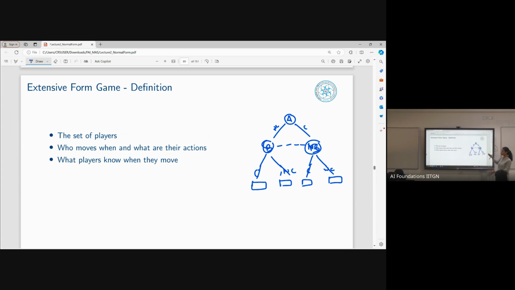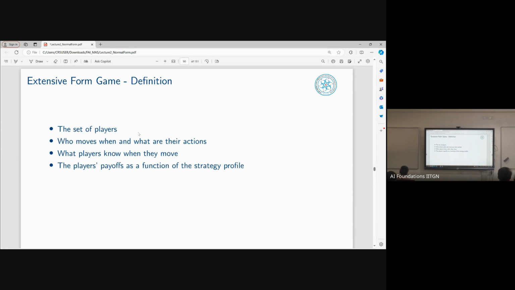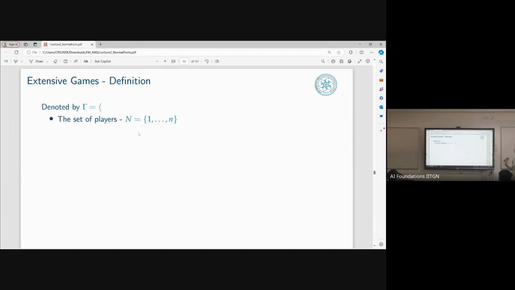So the idea is we need to know what players know. Does player B already know what A's action was, or does it not know what A's action was? That is something that we need to set. Then the players' payoffs as a function of these strategy profiles, just like in the previous case. We also need to know the terminal history of play, which would be the leaf nodes, the possible outcomes in this particular strategic form. And then we'll also define what strategies are in some time.